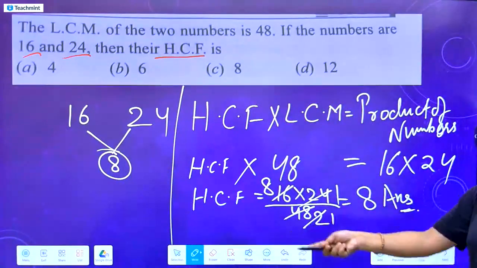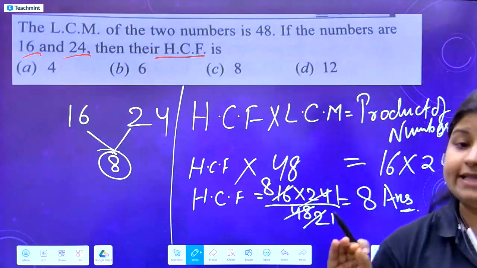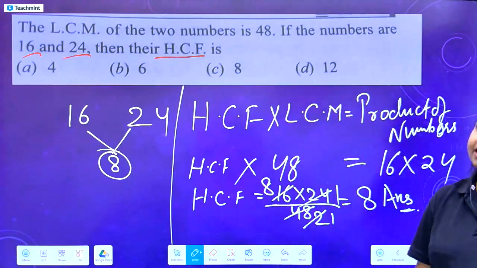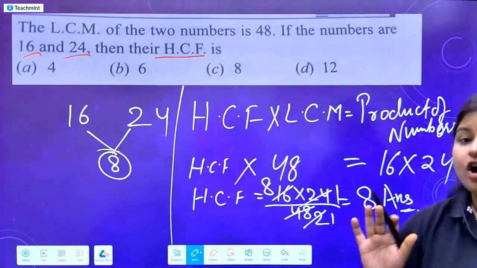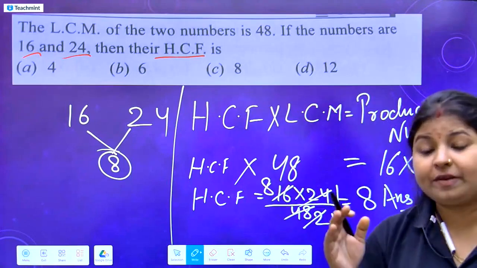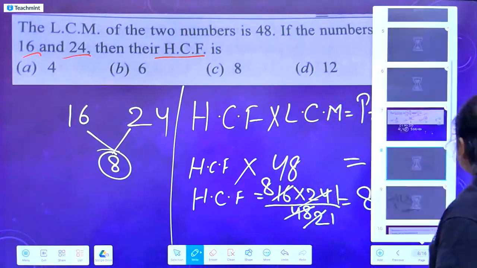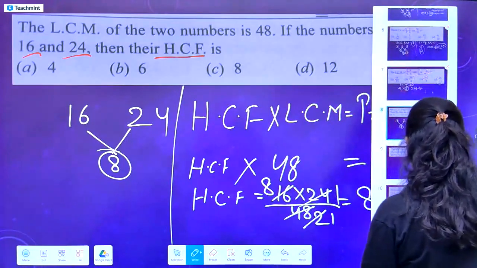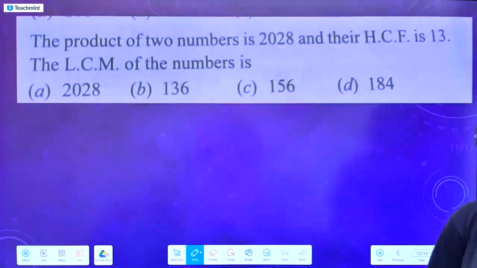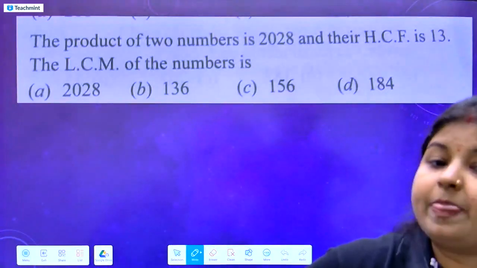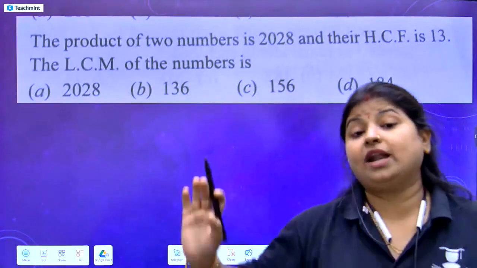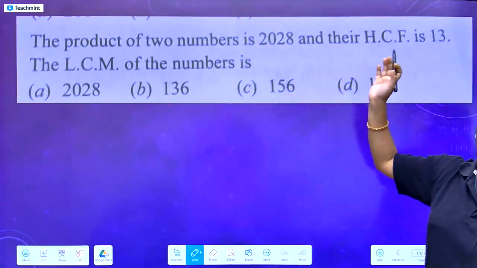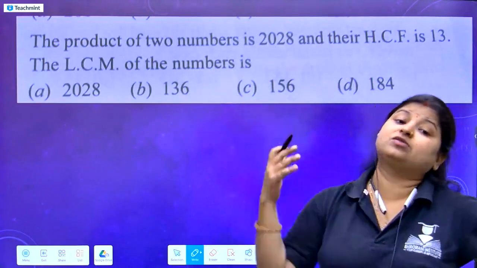And this was the process when LCM or HCF is being asked and the product of the numbers is given. Sometimes in the question, you will not be given the numbers. You will be given the product of numbers. Suppose you are given like this. See, in this question, the numbers are not given, right? You are given the product of two numbers is 2028 and their HCF is 13. LCM of the numbers is what?